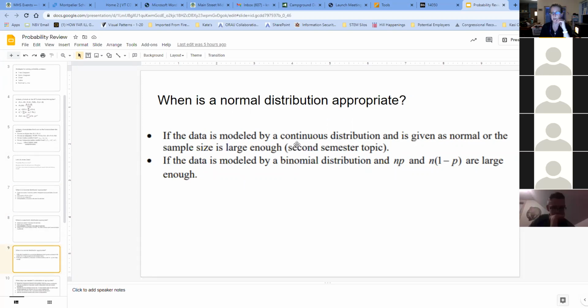So if the data is modeled by a continuous distribution and is given as normal, that's one way to do it. And the other way is if it's modeled by a binomial distribution, but n times p and n times (1 minus p) are large enough, then you can go to a normal distribution. We like the normal distribution because we can use normal CDF and invNorm, and we can find z-scores. All of those things are familiar to us, and so we like to get into that setting.